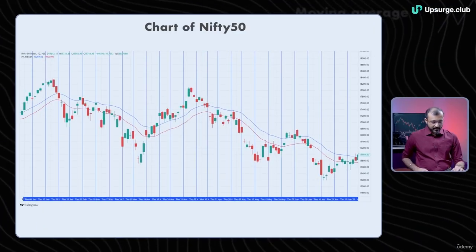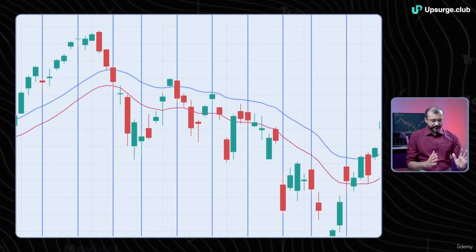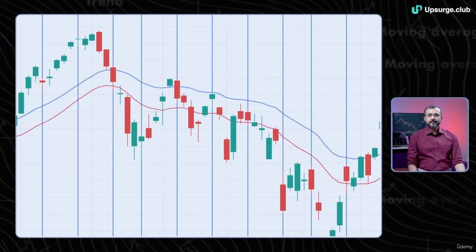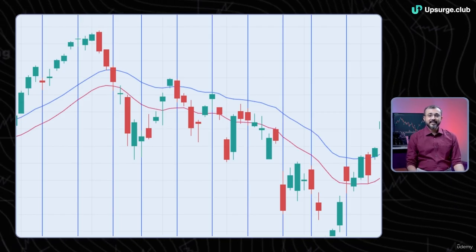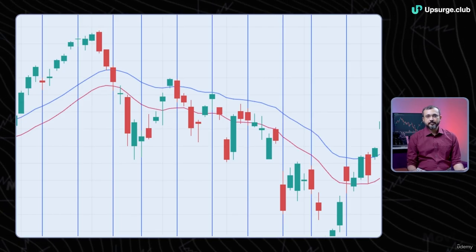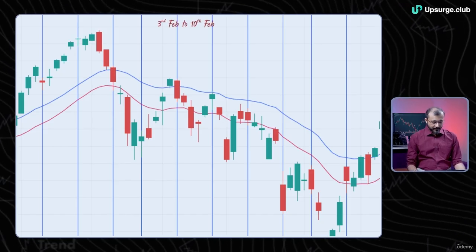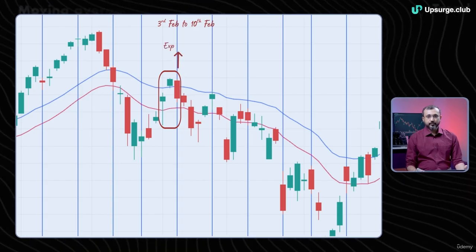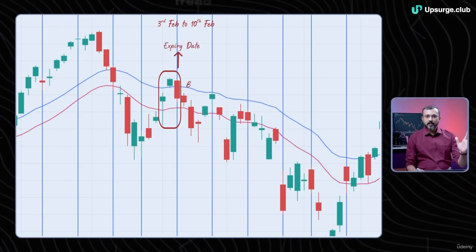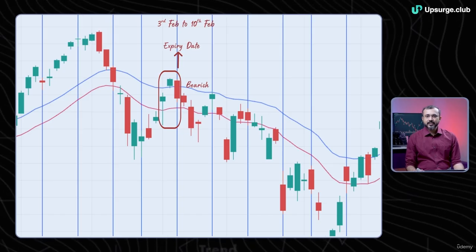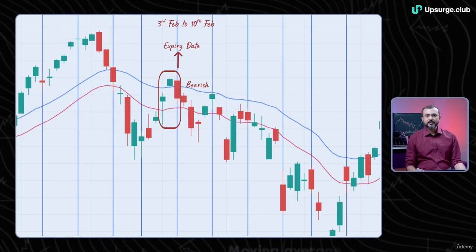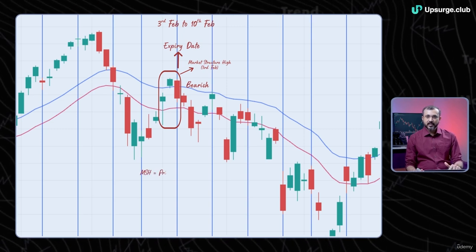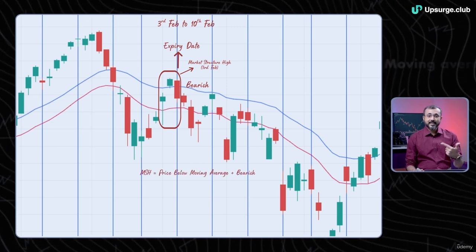The next trade is at the end of the 5th week and the start of the 6th week. And when I say week, that means it's an expiry week. I'm calculating our weeks based on expiries. So if we see, a market structure high got formed on 3rd of Feb, which is an expiry day. Completely bearish. But are we initiating the trade on the expiry day itself? No, because market structure high got formed on 3rd of Feb.